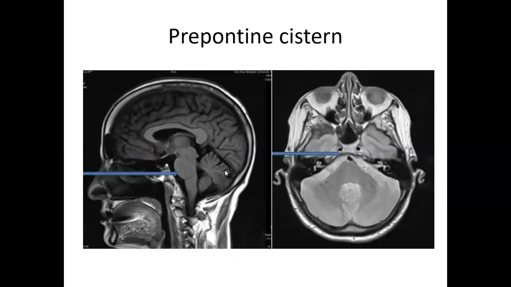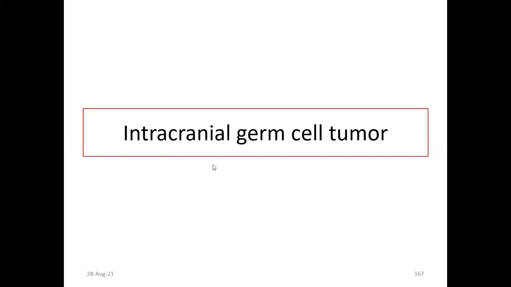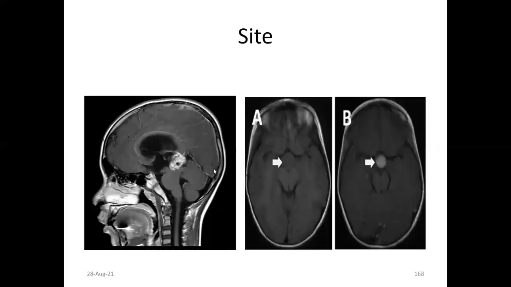This is a prepontine cistern anterior to the pons. So, let's come to the intracranial germ cell tumor. There are two common sites. One is the suprasellar area.